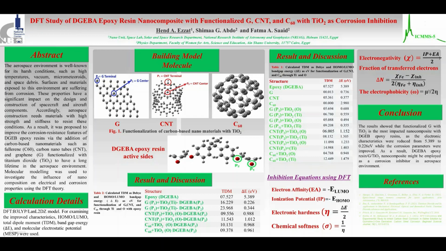Surfaces and materials exposed to this environment suffer from corrosion. These properties have a significant impact on the design and construction of spacecraft and aircraft components. Accordingly, aerospace construction needs materials with high strength and stiffness to resist these conditions. As a result, it was proposed to improve the corrosion resistance features of DGEBA epoxy resins via the addition of carbon-based nanomaterials such as fullerene, carbon nanotubes, and graphene functionalized with titanium dioxide to have a long lifetime in the aerospace environment.